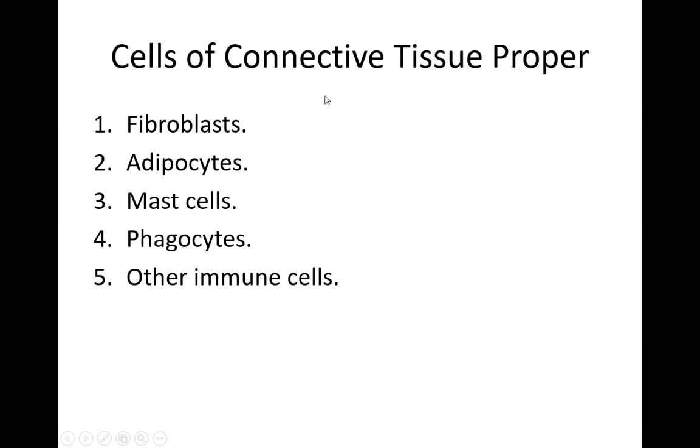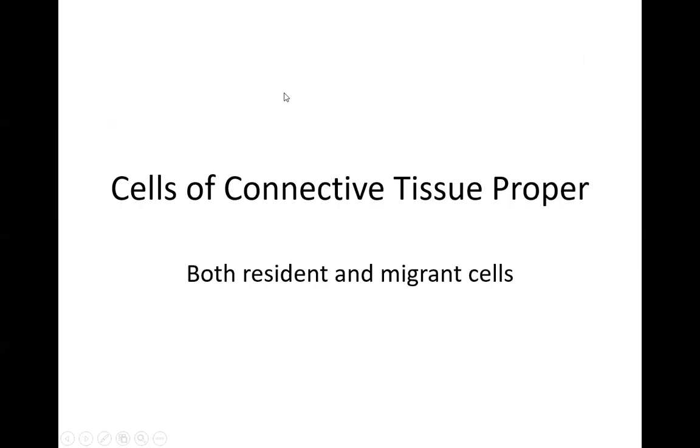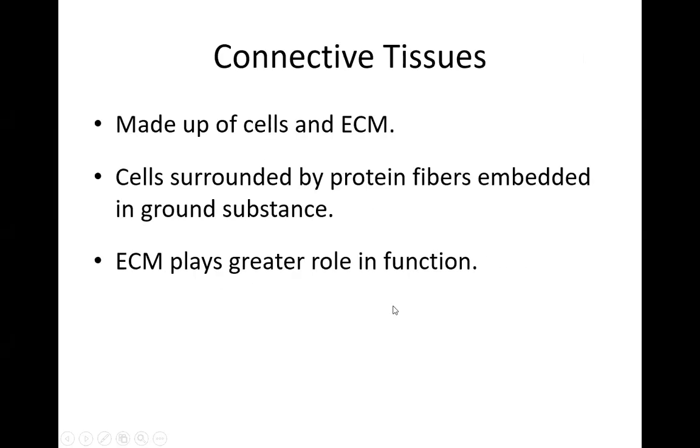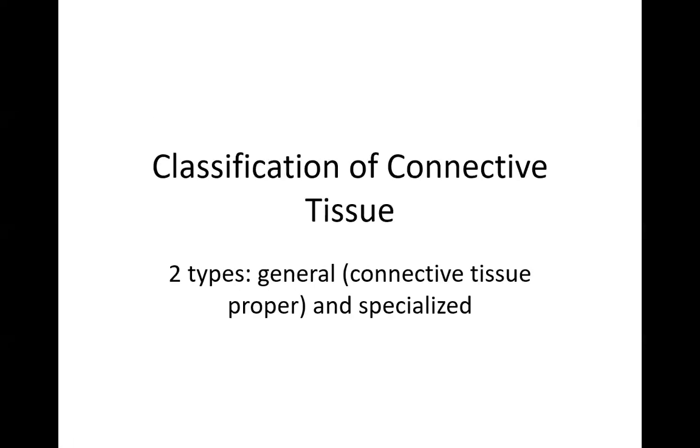Fibroblasts are cells of the connective tissue proper. Remember that connective tissue is classified into general connective tissue proper and specialized connective tissue. It is made up of cells and extracellular matrix, and the extracellular matrix plays a greater role in function, with the cells surrounded by protein fibers embedded in ground substance.